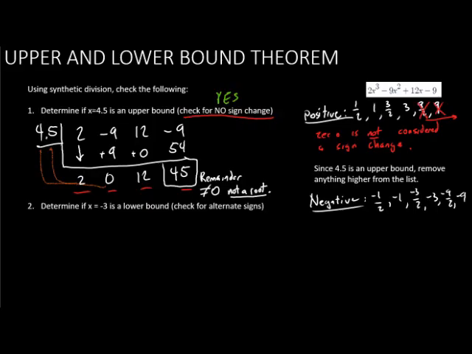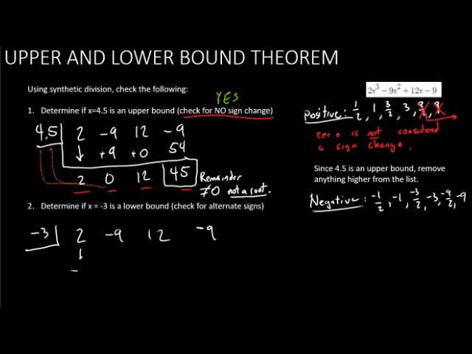In a previous video, we removed all of our negative roots from consideration. However, I will show you how to check if one of them is a lower bound. If we were trying to determine if x equals -3 is a lower bound, we'll start by putting -3 inside of our box on the left, and once again write our coefficients above.